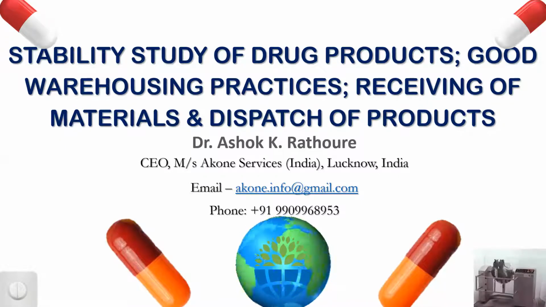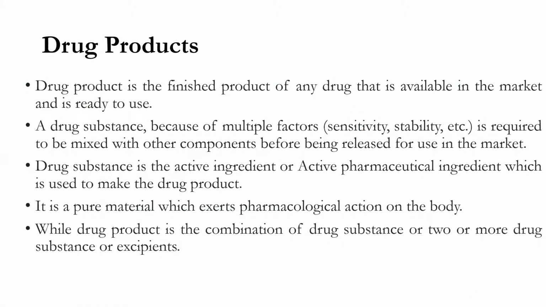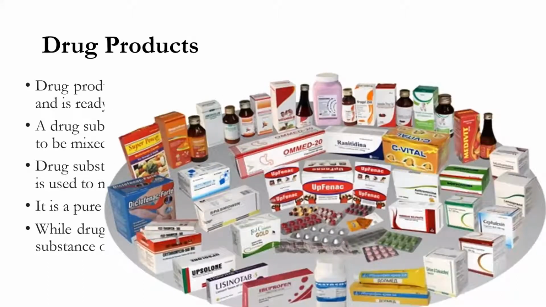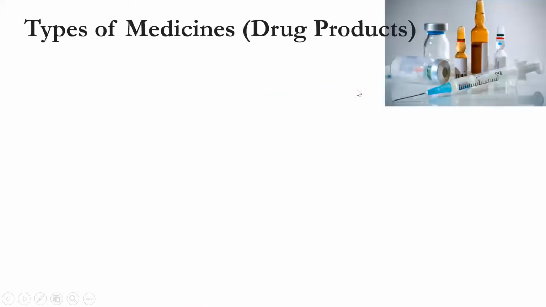So here you can see, before going to discuss the stability of drug product, we have to understand what the drug products are. In this slide, you can see there are many drug products available in the form of injectables, ointments, syrups, tablets, and capsules. So there are a number of forms, different types of drug products available.